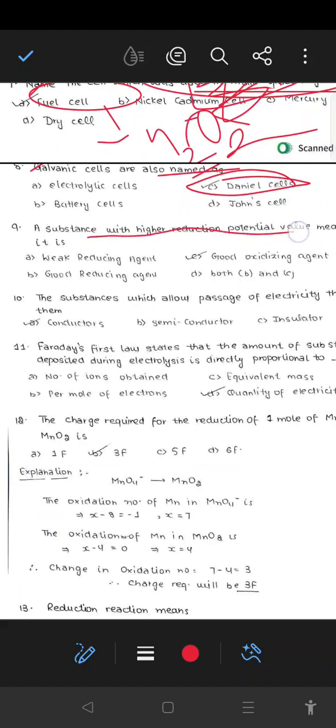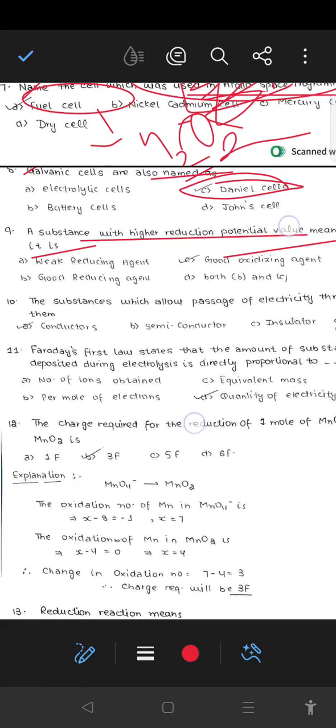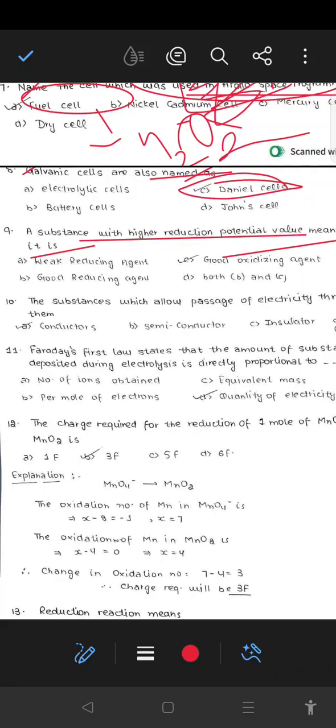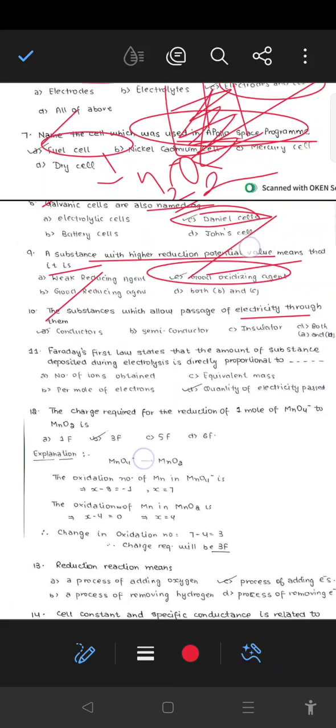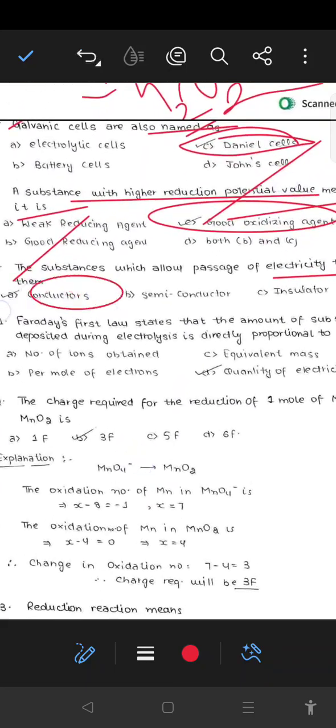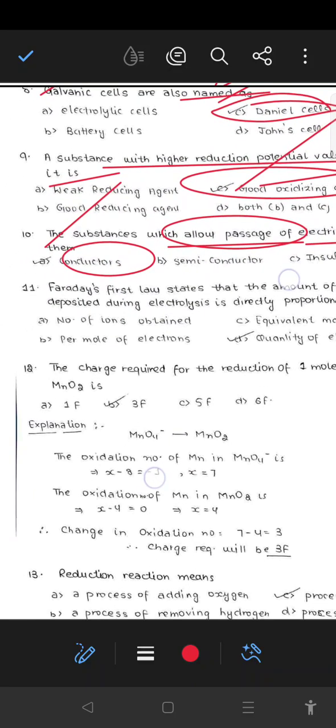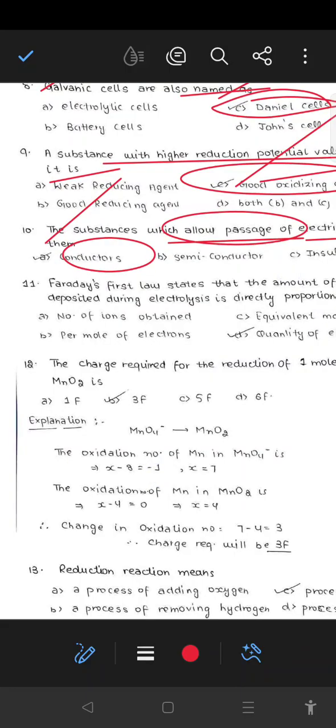Next, the substance with a high reduction potential value means it is a weak reducing agent, good oxidizing agent, good reducing agent, or both B and C. So the right answer is a good oxidizing agent. Next, the substance which allows passage of electricity through it is known as a conductor, and the substance which opposes the flow of current or passage of electricity is a resistance material, called an insulator.